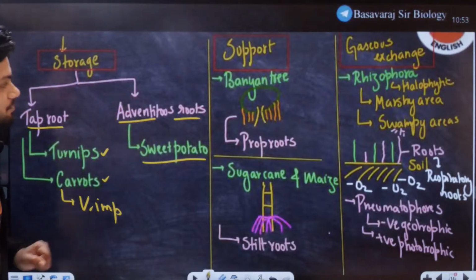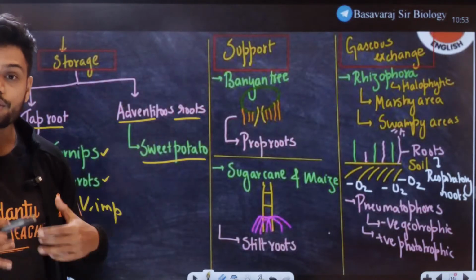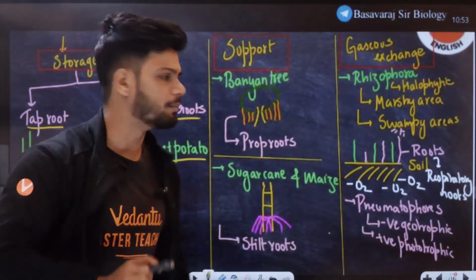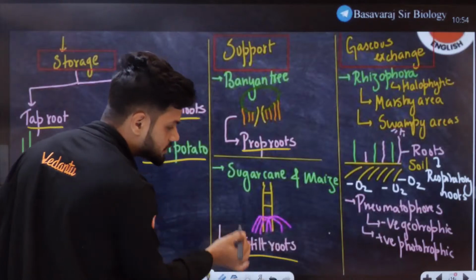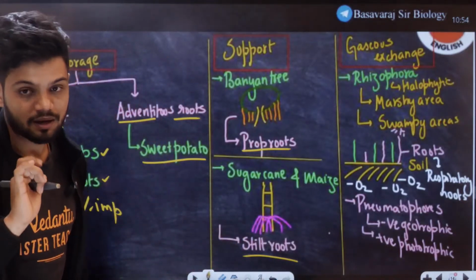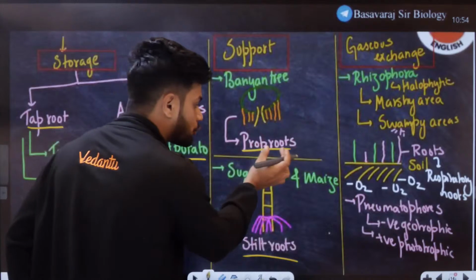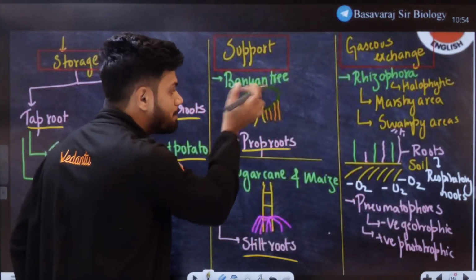Storage you understood, right? Now for support also, roots can help in support. For example, there are prop roots and stilt roots. Understand the difference. Prop roots are found in the banyan tree.